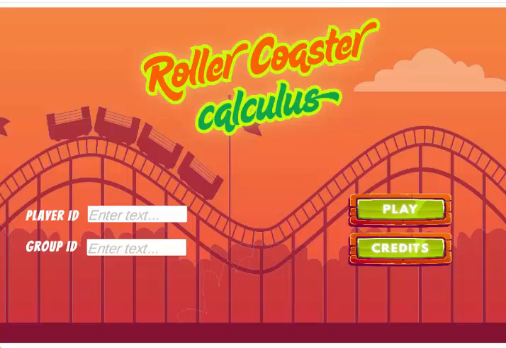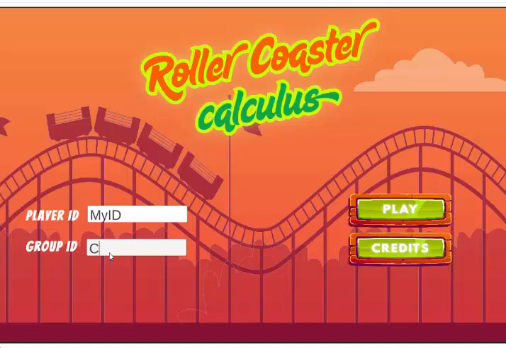In this game, we're going to use mathematical equations to build roller coasters. The first thing you will need to do is enter any player and group ID. Often, your instructor will give you a group ID so that you can compare your coasters to everyone else in your class.